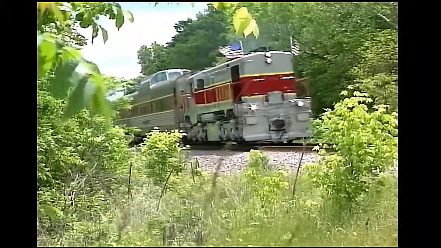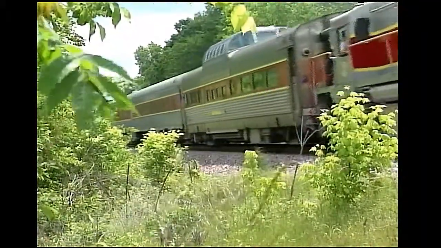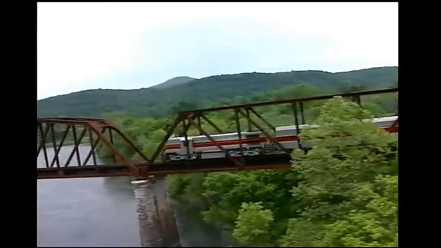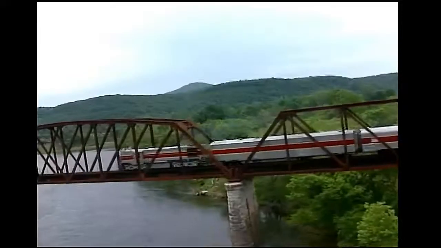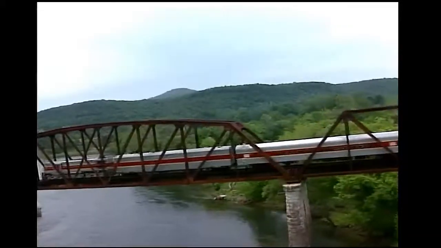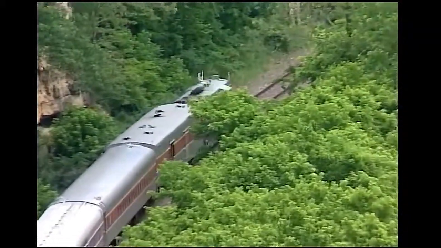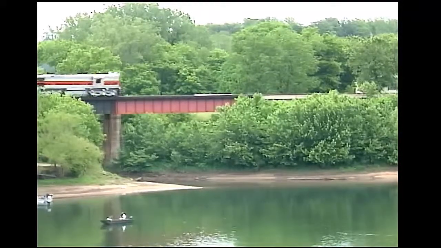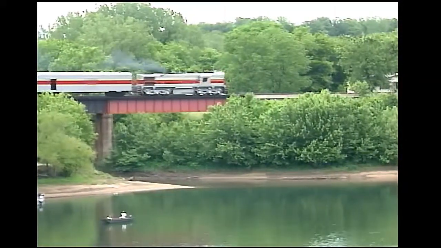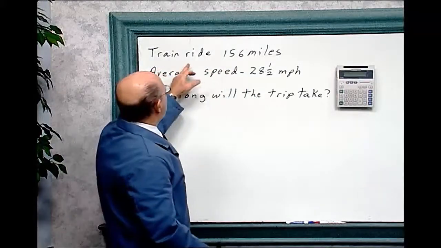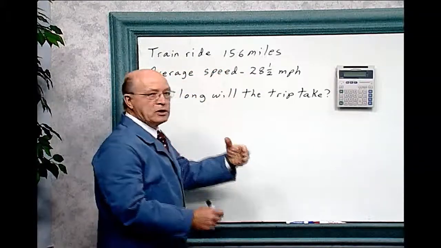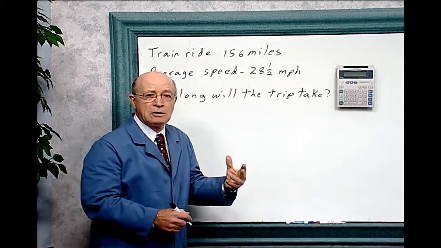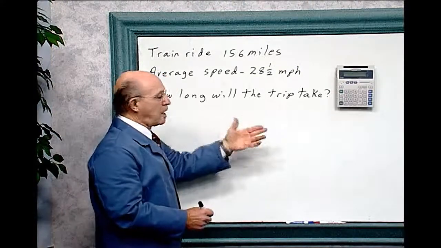Say you want to take a scenic ride with this diesel locomotive. The brochure says the trip is 156 miles long and the train averages 28.5 miles an hour. How long will the trip take? Let's do the math. The train ride is 156 miles. And you read the brochure and it says the average speed is 28.5 miles an hour. So you want to say, well, how long will the trip take?